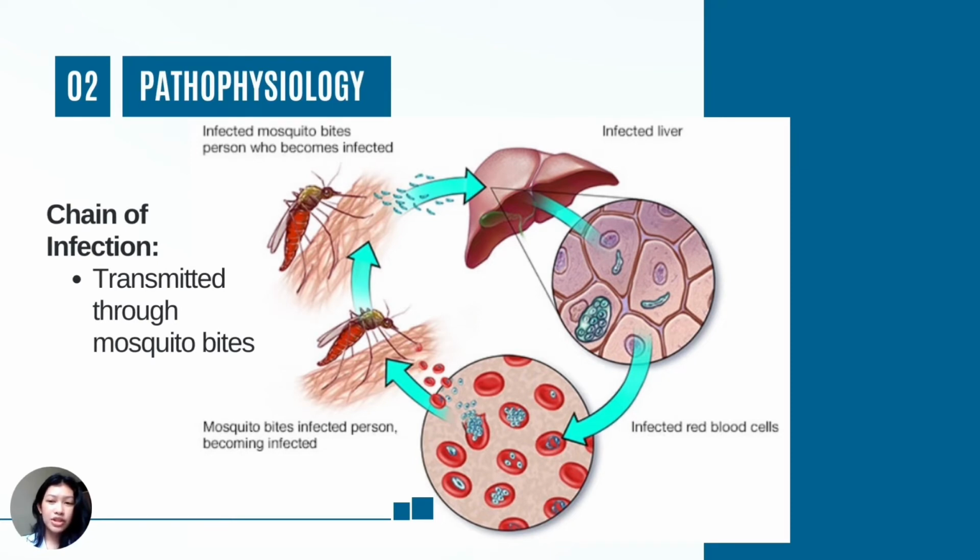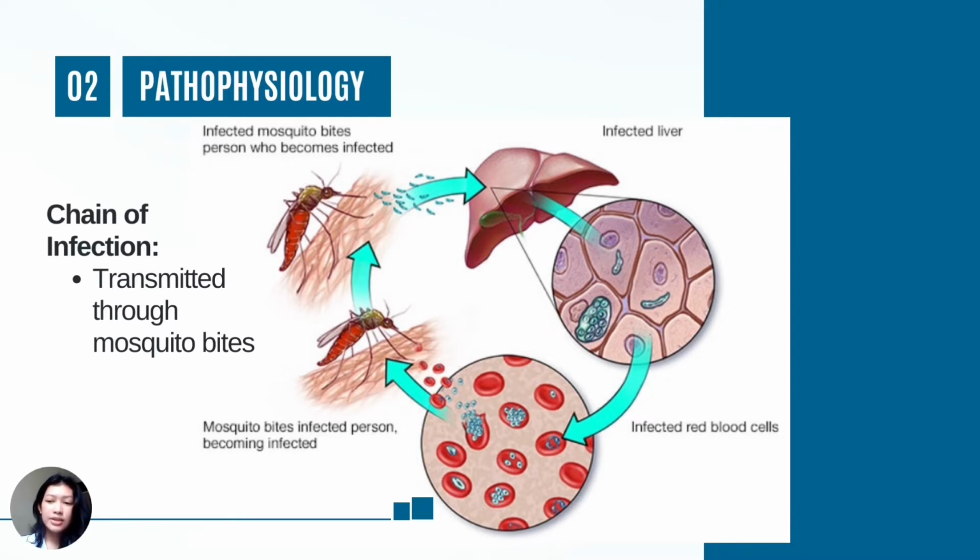Now, for the pathophysiology, the parasite is spread to humans through mosquito bites, most specifically an infective female Anopheles mosquito. Now, how can you get malaria? As you can see in the picture, malaria spreads when a mosquito becomes infected with the disease after biting an infected person, and the infected mosquito then bites a non-infected person. The malaria parasites enter the person's bloodstream and travel to the liver, which makes the liver infected.